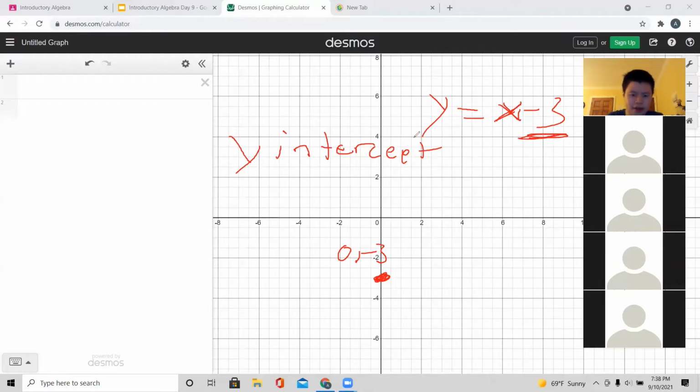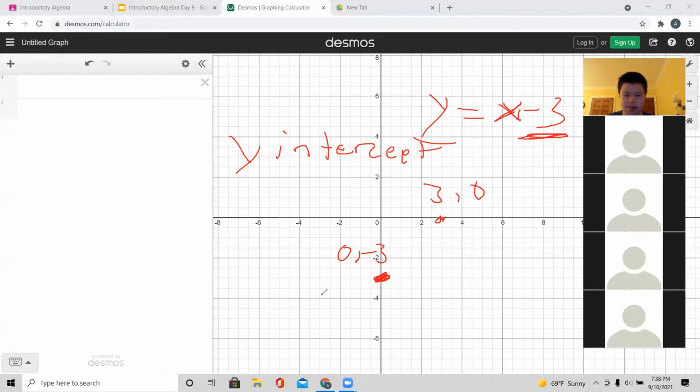Similarly, the x-intercept is the same as the y-intercept except for the x. So the y value is 0 since that's on the x-axis. So if y is 0, then x equals 3. So you have this point.